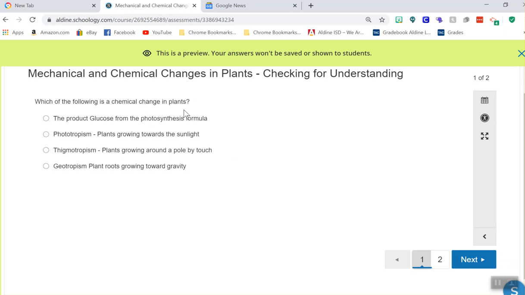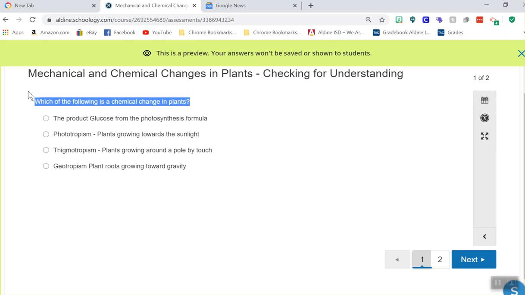Which of the following is a chemical change in plants? Okay, there's only a couple of chemicals that come to my mind. And this is a strategy to answer this type of question. Think about what you know about what you're reading. The more you can say in your head, the easier it is for you to find the answer. Never look at the answer choices yet. At this point, you don't want to cloud your knowledge of what you're reading and what you know.